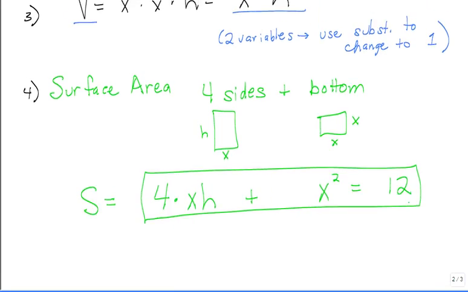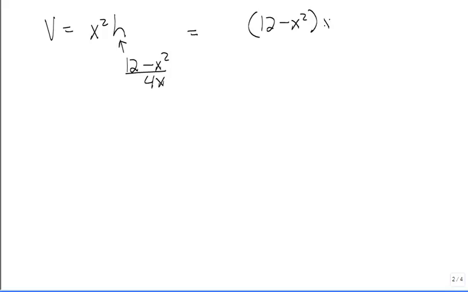So it's easier in this problem to solve for h. So we have 4xh equals 12 minus x squared. h is 12 minus x squared over 4x. Now we're going to substitute that in to the volume. Okay, and let's go back. The volume is x squared h, but we're going to put in here 12 minus x squared over 4x. So when I substitute that in, it's going to be 12 minus x squared times x squared over 4x.